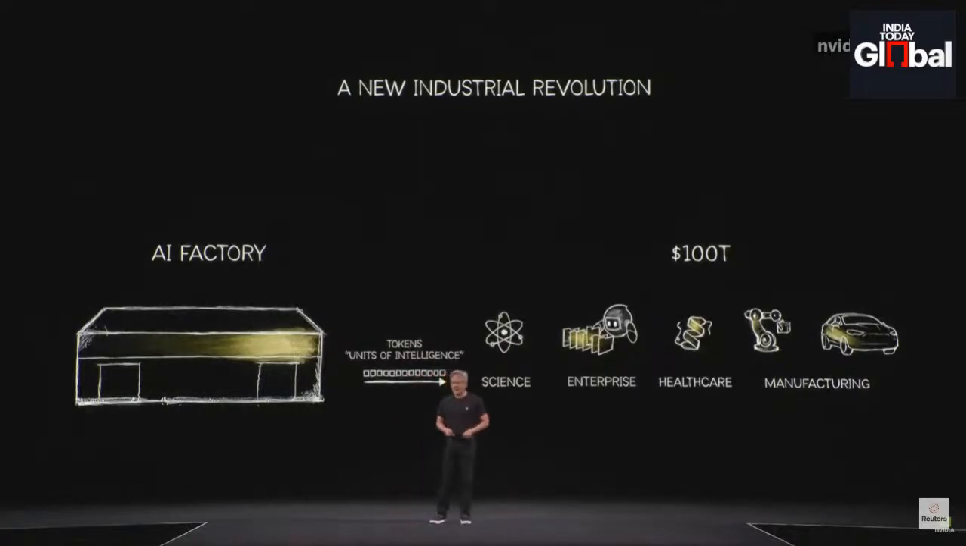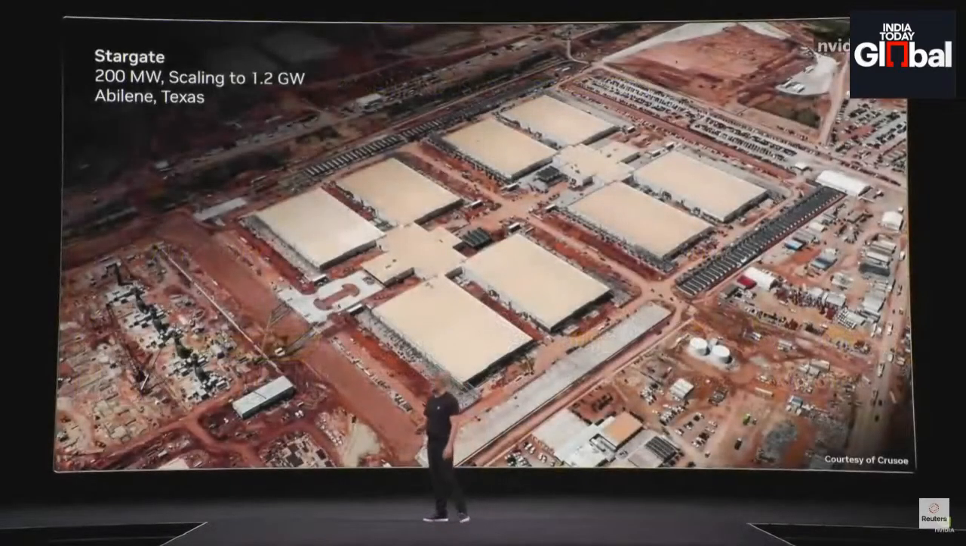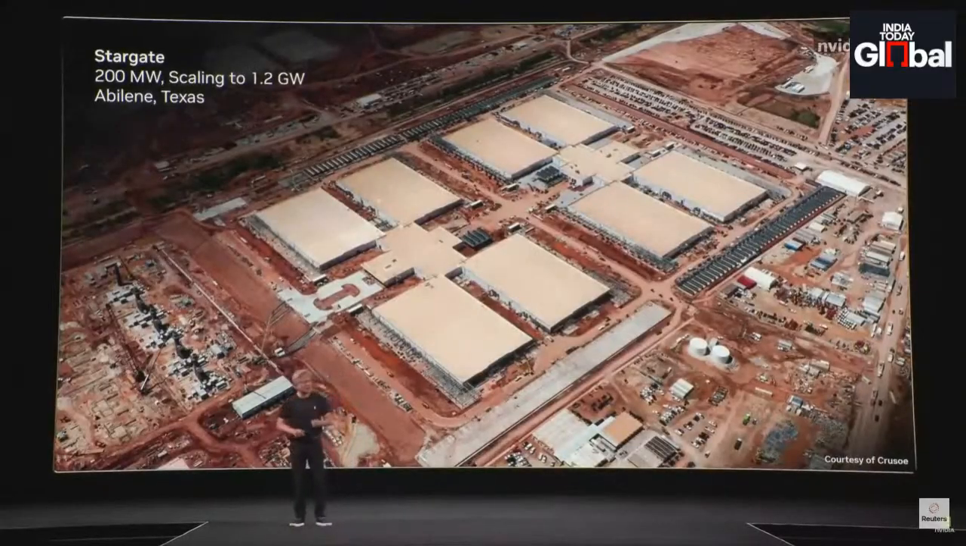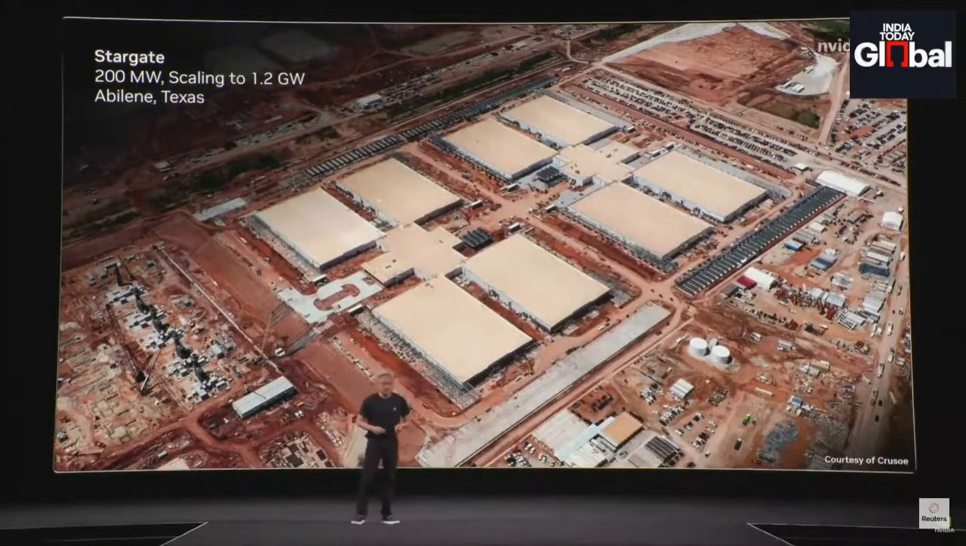And you could see its scale. This is one that's being talked about a lot. This is Stargate. This doesn't look like a data center. It looks like a factory. This is 1 gigawatt. It will hold about 500,000 GPU dies and produce an enormous amount of intelligence that could be used by everybody.